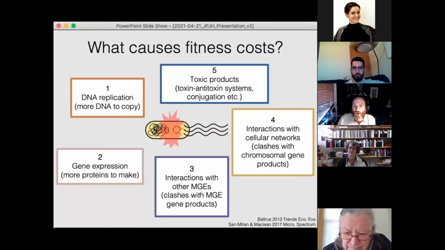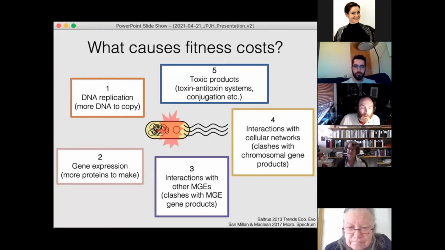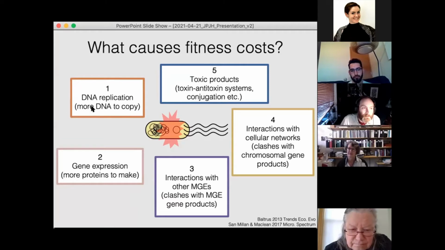Okay, so I've got another poll here. Like I say, we can measure these fitness costs when a plasmid goes into a bacterium. And there are many different ways that we might imagine a plasmid to cause fitness costs, right? So in our case, we have these megaplasmids, and they present more DNA to copy, and that might be costly. They represent more genes to express, and that might be costly.